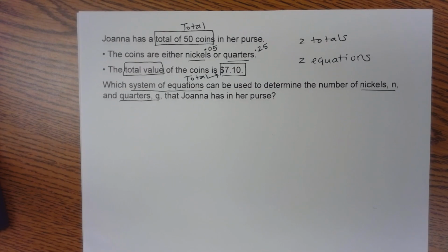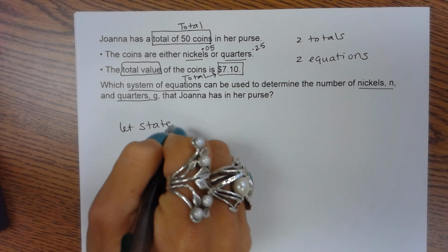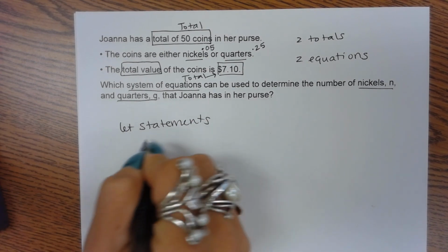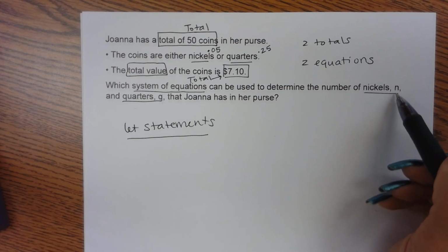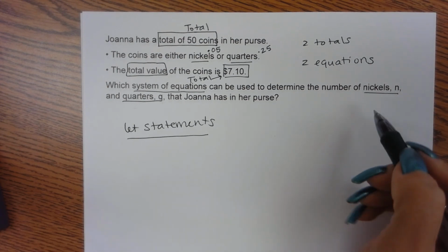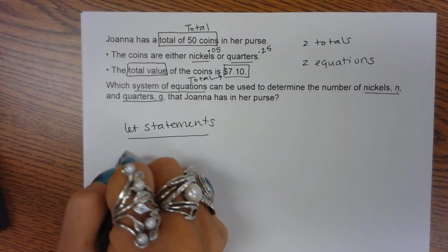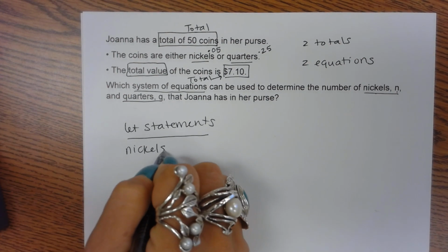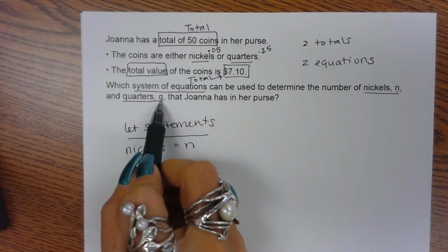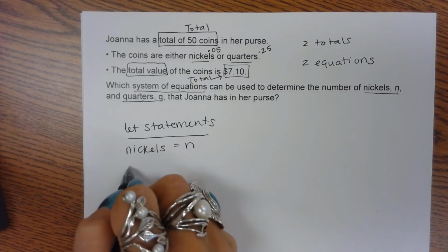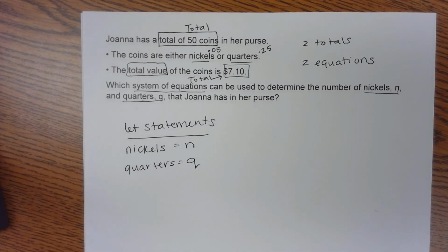So I like to start by writing our let statements. Let statements are very important. They tell you when you use a variable what they stand for. So they tell us here that we're letting N be a nickel. So nickels are N, and we're supposed to let Q be for quarters. We're going to say quarters equals Q.